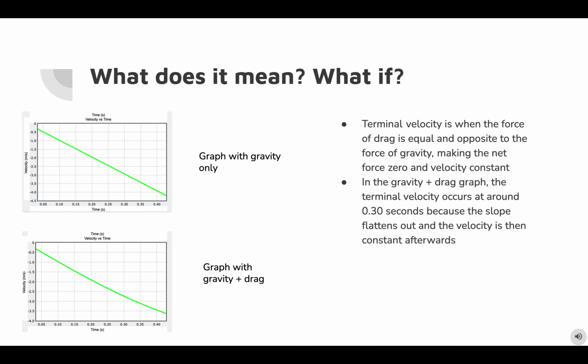So what does this all mean? Terminal velocity is when the force of drag is equal and opposite to the force of gravity, making the net force zero and the velocity constant. In the gravity plus drag graph, the terminal velocity occurs around 0.3 seconds because the slope flattens out and the velocity is then constant afterwards. The graph with gravity only could not have a terminal velocity because drag is not incorporated.